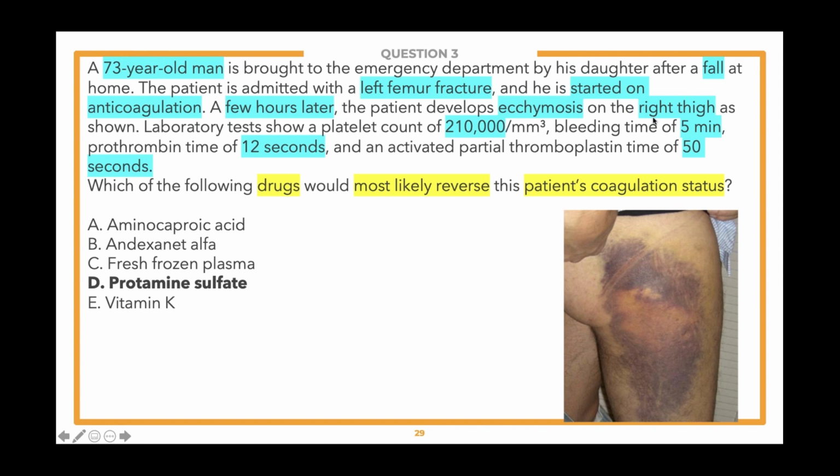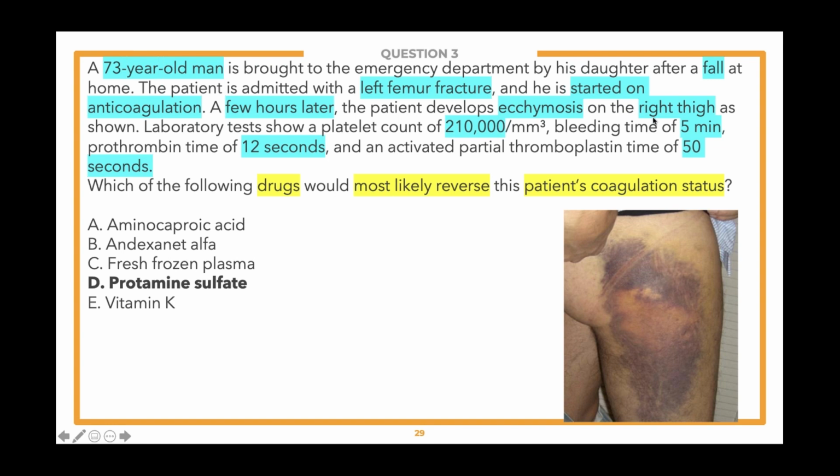So why is vitamin K wrong? Well, once again, fresh frozen plasma and vitamin K are both used in the immediate reversal of warfarin toxicity. And you will see that as an elevated prothrombin time, which we don't see here. You may not have realized that because we didn't post the lab values like they would on your exam. You're able to pull them up. But you don't really need that for this question if you remember that pattern of heparin acute and warfarin chronic.